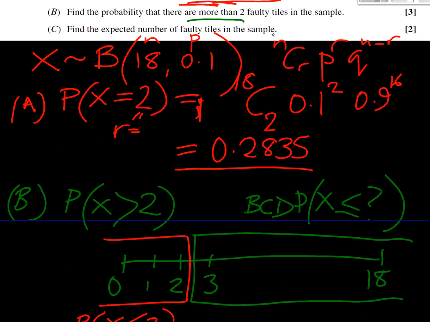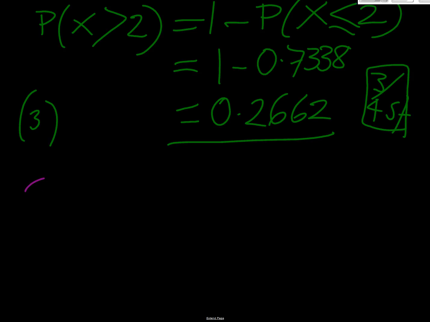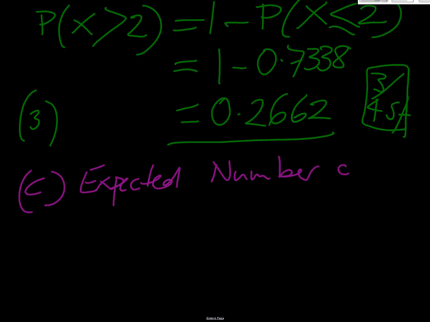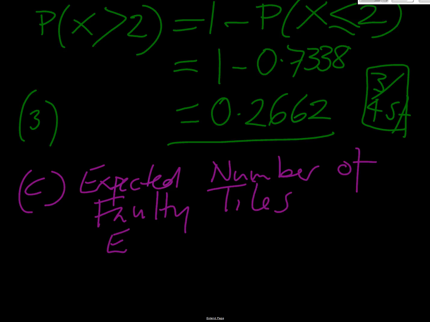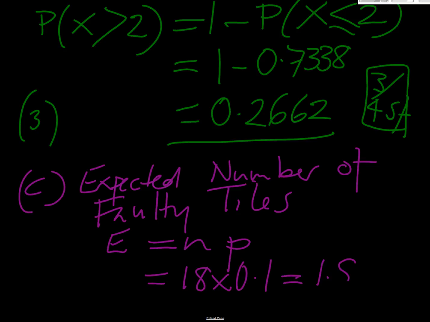C, find the expected number of faulty tiles. Okay, that's C, expected number of faulty tiles. Here we go. Well, what's the expected number in a binomial? It's np. And what have we got as our two figures here? Well, we've got n is our number of trials, and p is 0.1. So that means we would expect 1.8 faulty tiles.